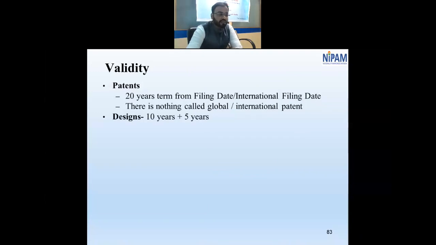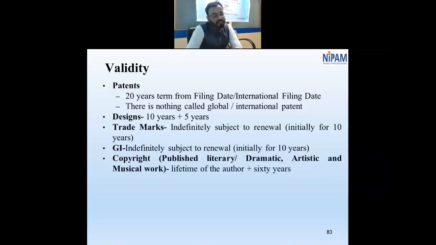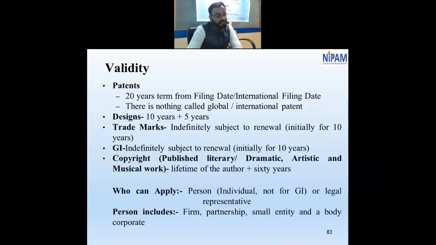Designs are protected for 10 years, extendable by 5 years if renewed. Trademarks are protected for an infinite period of time, in cycles of 10 years. Geographical indicators are indefinite, subject to renewal every 10 years. Copyright, in most cases, lasts for the lifetime of the author plus 60 years. There are certain exceptions to it as well.